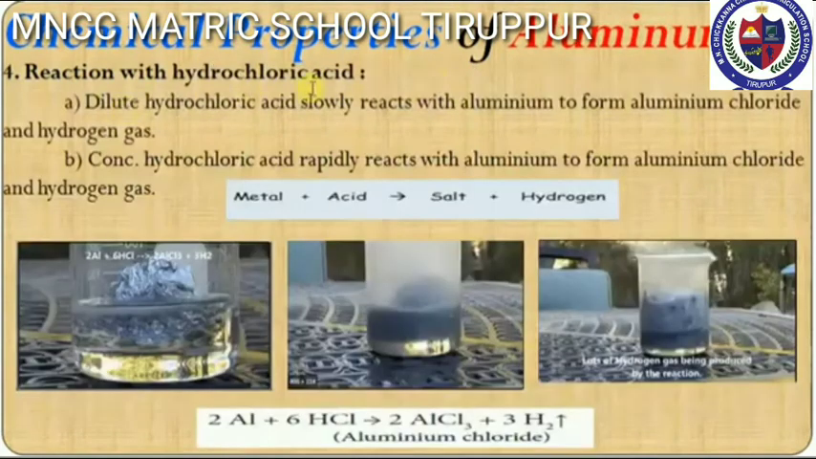And fourth one, aluminium reacts with acids. With dilute and concentrated hydrochloric acid, it liberates hydrogen gas. Aluminium liberates hydrogen on reaction with dilute sulfuric acid. Sulfur dioxide is liberated with hot concentrated sulfuric acid. Metal reacts with acid to form salt and hydrogen gas.